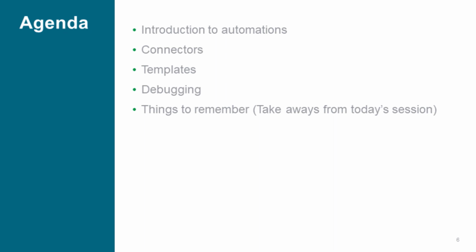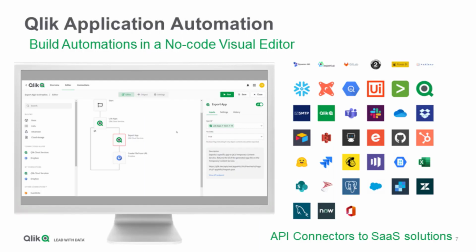Emil, for those of us who are kind of new to this feature, could you please explain what Qlik application automation is? So Qlik application automation is a low-code editor that allows you to build integrations with Qlik Sense and various other online platforms. There's a lot of possibilities here. Okay, and this is a feature of Qlik Sense SaaS, right? Qlik Cloud. Yeah, indeed, it's only available for enterprise SaaS versions.